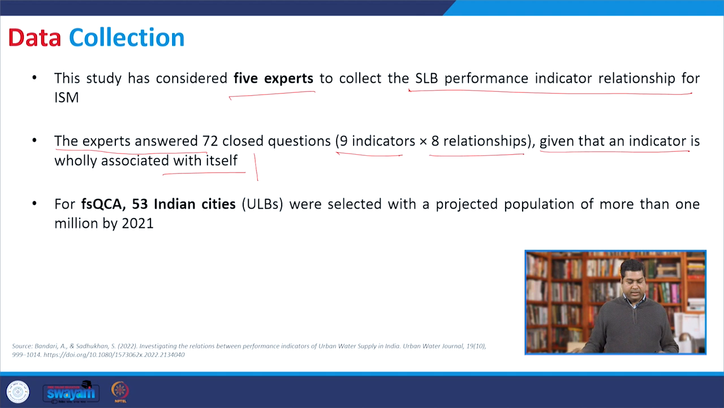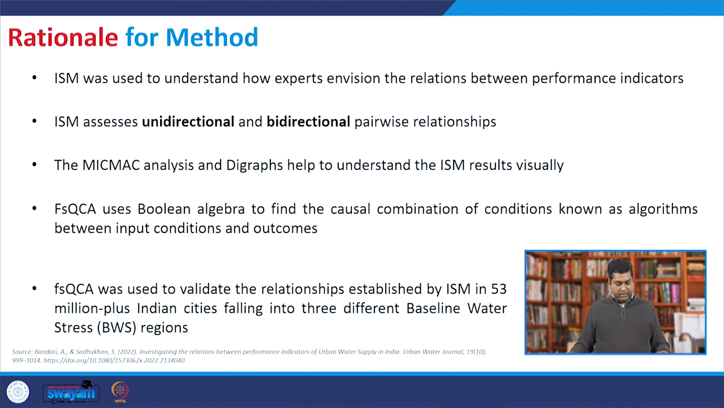Now, the second part of the study where we have used FSQCA: 53 Indian cities were selected with a projected population of more than 1 million by 2021, and for these cities we also have SLB data available. Now, coming to the rationale for the method selection, ISM was used to understand how experts envision the relations between performance indicators. Individual experts give their opinion, and finally we compare them, and the resultant of the expert opinions is taken into consideration.